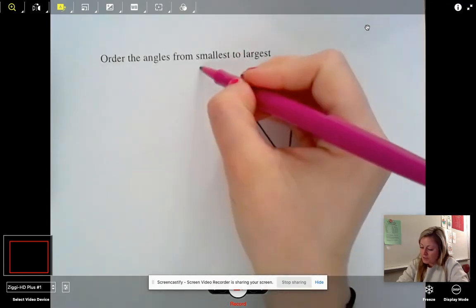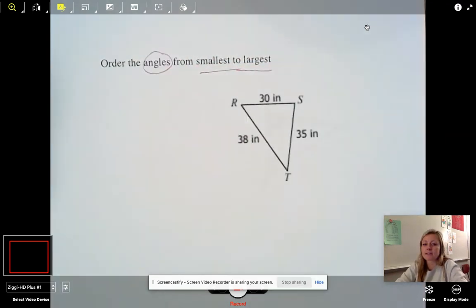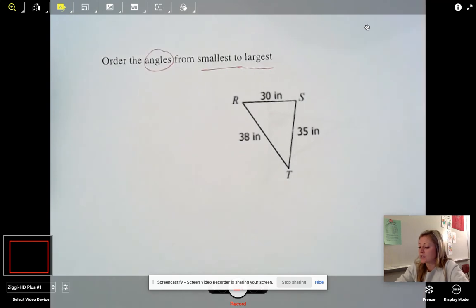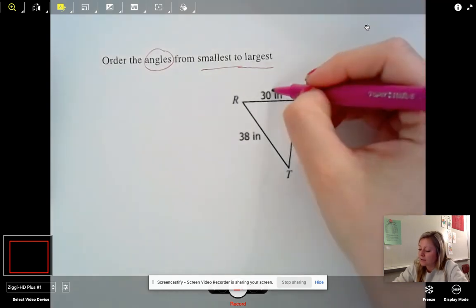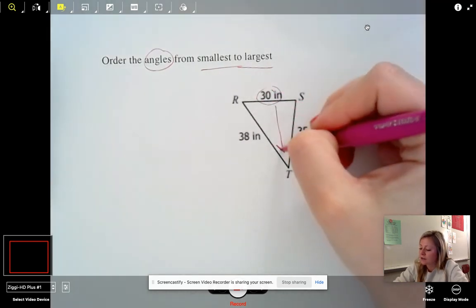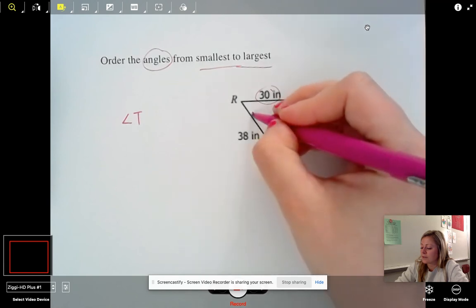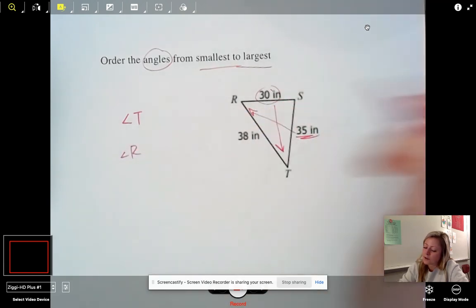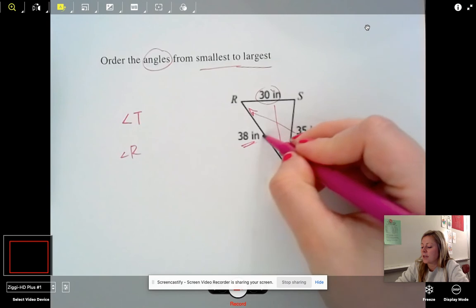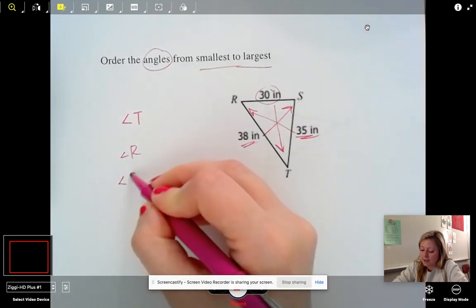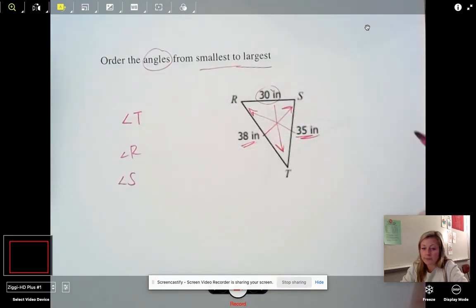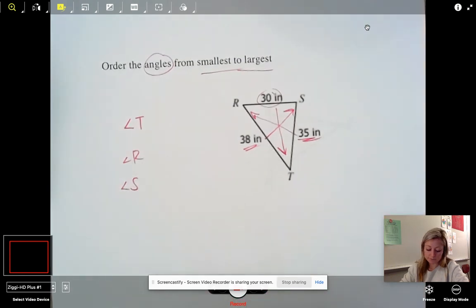So we are going from smallest to largest for our angles on this one. Let's find our smallest side. Our smallest side is 30, which is across from angle T. Our medium side, 35, is across from angle R. And then our biggest side is 38, which is across from angle S. There we go. It's that easy, folks.